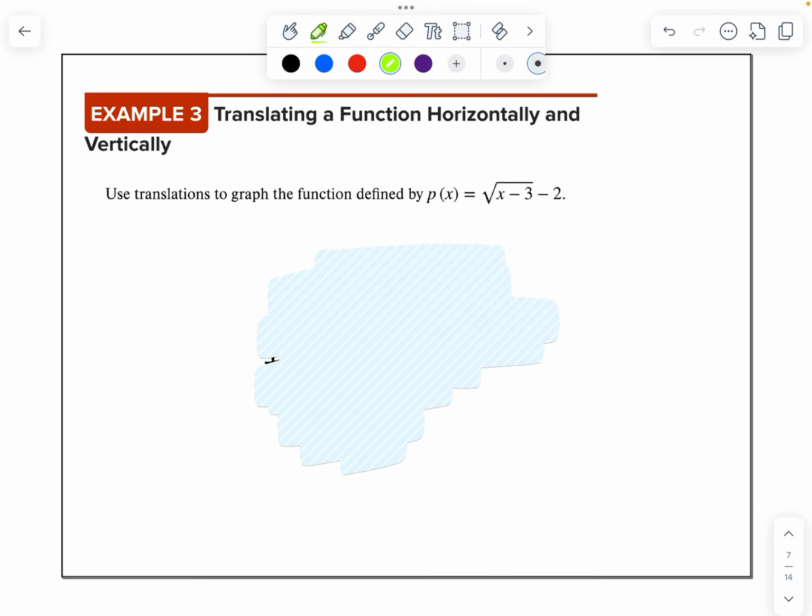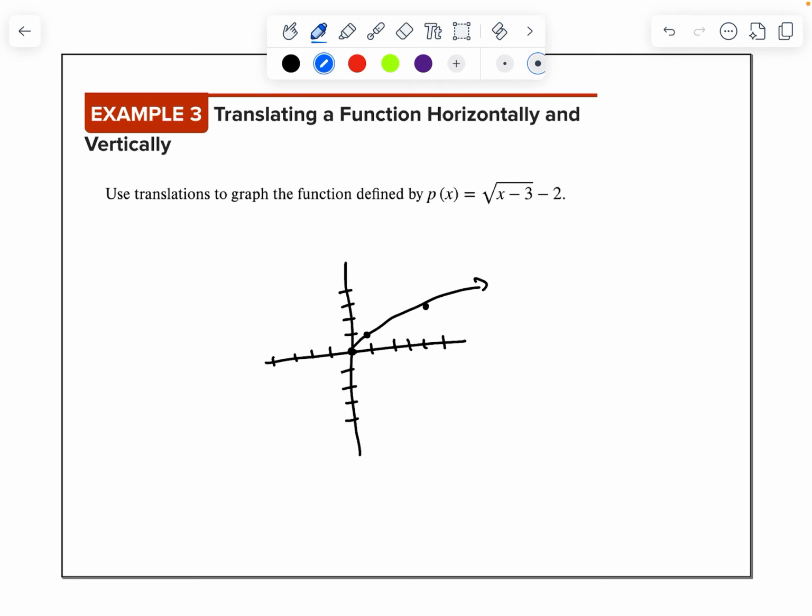All right, if we combine translations, we've got square root of x minus 3 minus 2. We ask ourselves, what is the main thing, the main idea here? And that's that there's a square root. You see that? There's something happening inside the square root, and there's something happening outside the square root. But in general, our main idea is we have a square root. So that's our parent function for a square root.